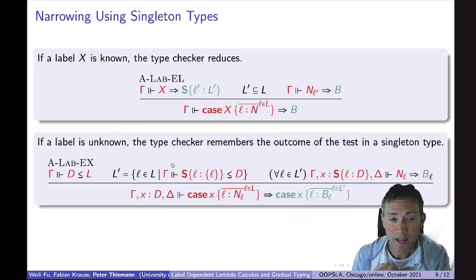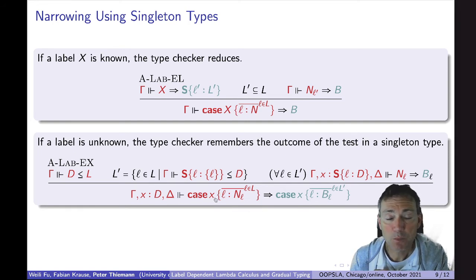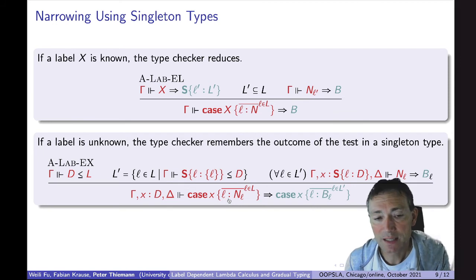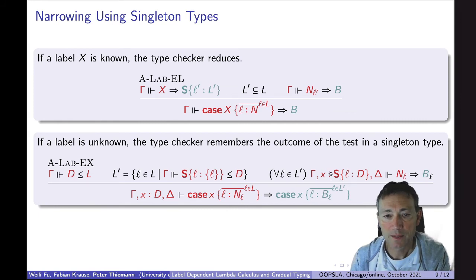If the label is unknown, then the type checker gathers information. So in this case, by exclusion, you can find out that if this rule here fails, then it must be that the case header here is a variable, and this type D here cannot be a singleton type anymore. Otherwise, the EL rule would fire. So in this case, in each branch, we have increased our knowledge about the value of X. So we change the type of X in that branch to the singleton type of the respective branch label. And then we synthesize the type of that branch.